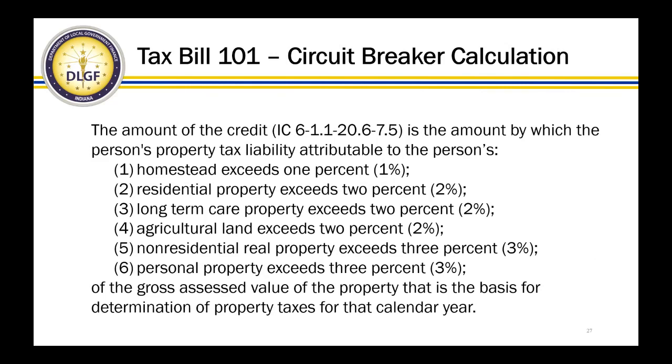Now here's the third time we're going to start taking a look at those different types of property. For a property that's classified as a homestead, the circuit breaker cap is calculated at 1% of the gross assessed value. For residential property, for long-term care property, for ag land, it's 2% of the gross assessed value. And for commercial or non-residential real property or personal property, it's 3% of the gross assessed value.